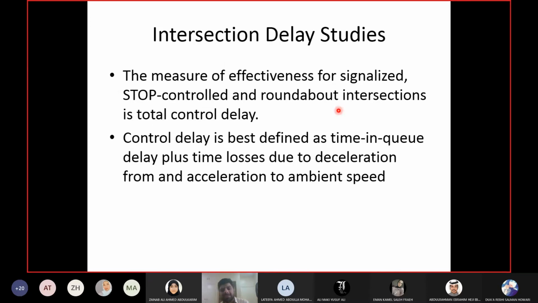Now we will talk about intersection delay studies. What are intersection delay studies?